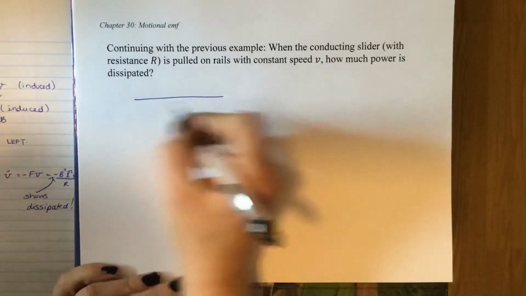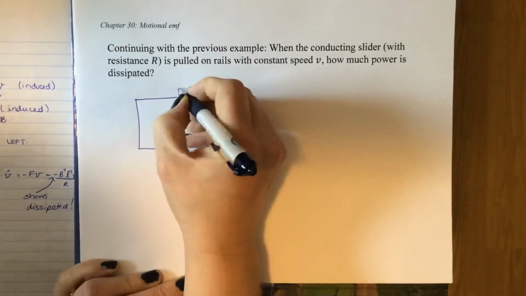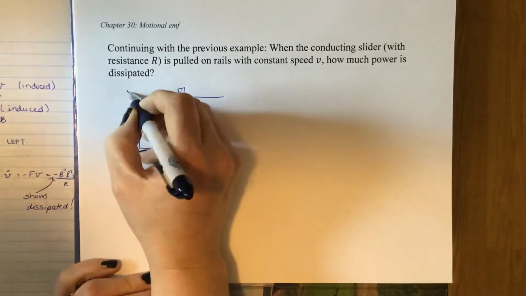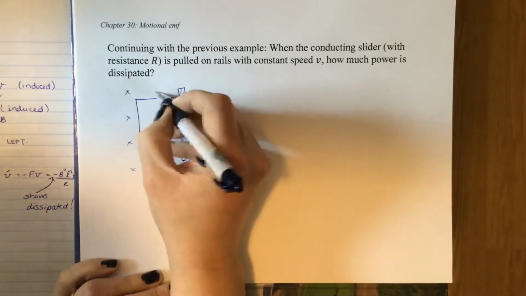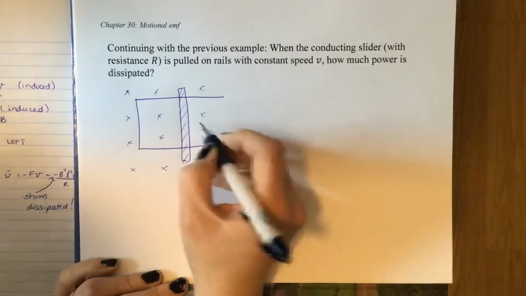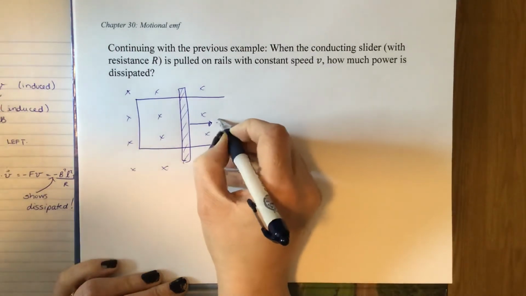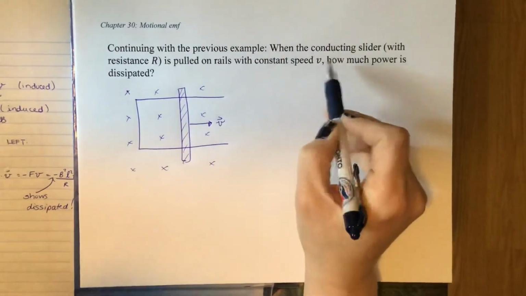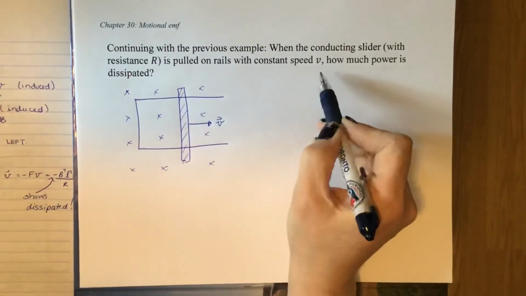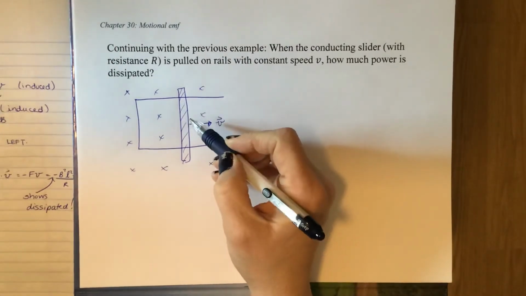Here's our conducting rails. There are the rails. Here's the bar. It's sitting in a magnetic field that points into the page. And it's being pulled to the right with some pulling force that gives us a velocity v. When the conducting slider, that's our bar, with resistance R, is pulled on rails with constant speed v, how much power is dissipated? So what's the power that happens here?